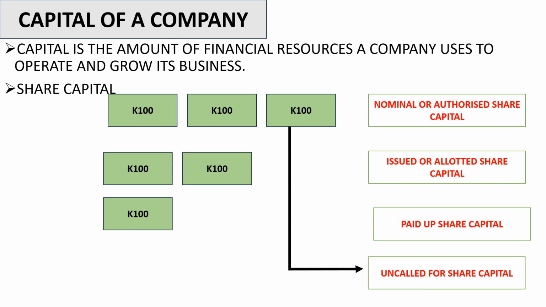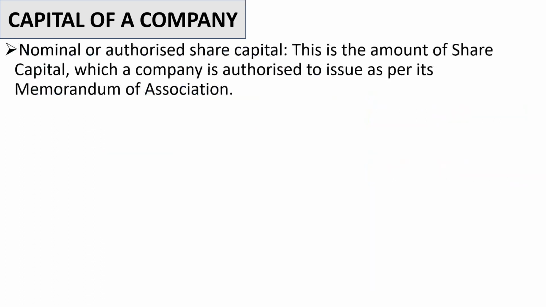So let's just look at the definitions of all these. Nominal or authorized share capital is the amount of share capital which a company is authorized to issue as per its memorandum of association. So this has to be detailed in the memorandum of association. When the promoters are coming up with the memorandum of association, this has to be stated. But remember, not all of it is going to be issued out to shareholders.